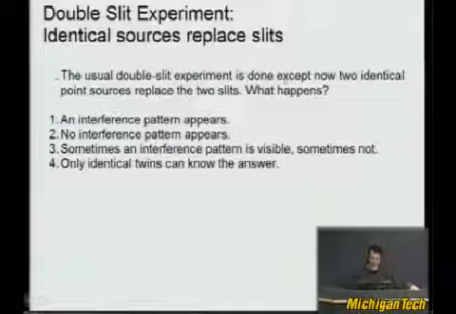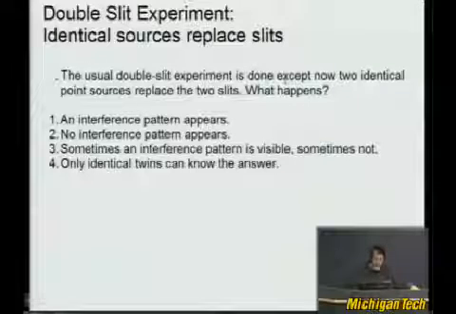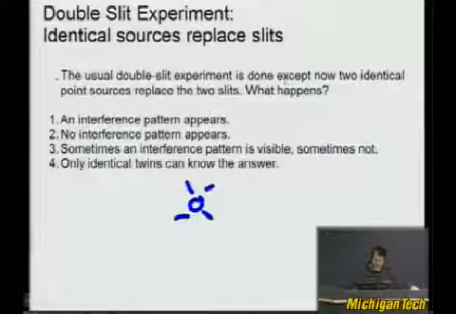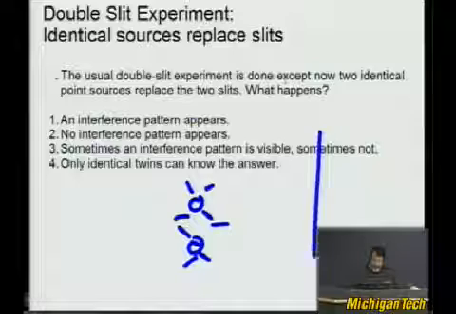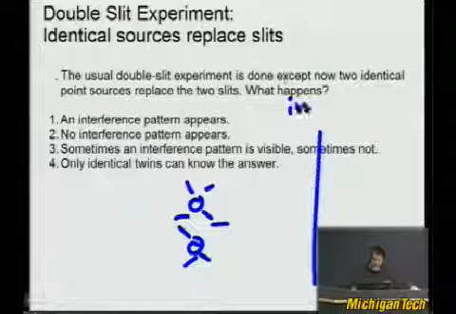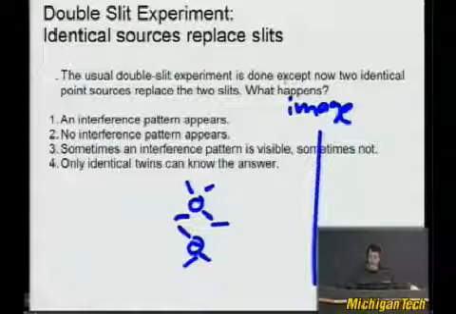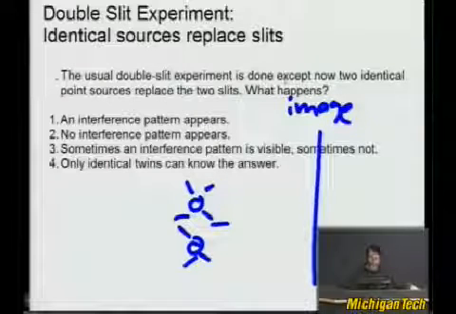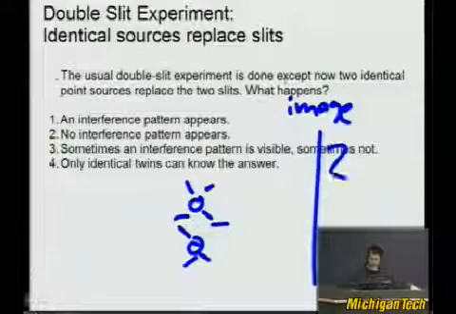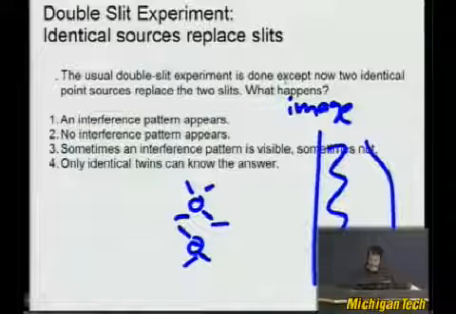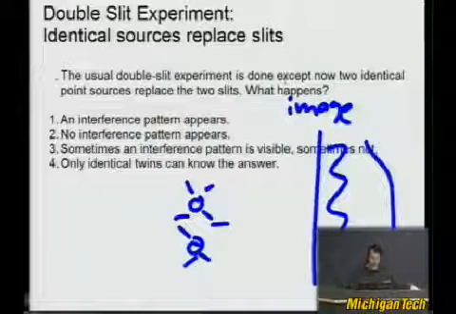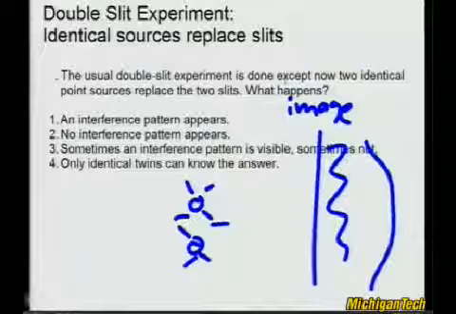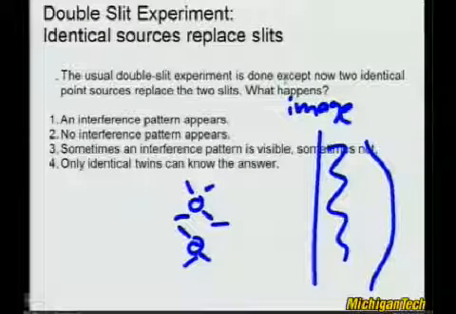Last, let's say you have two identical point sources replacing the slits. Instead of a slit screen, you now have two sources, and an image screen here. And you bought these sources from the same catalog. What happens? Do you get an interference pattern here? Do you get no interference pattern? Or do you sometimes get an interference pattern that is visible, and sometimes not? Or can only identical twins know the answer?